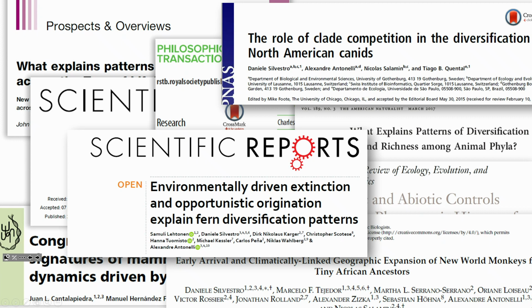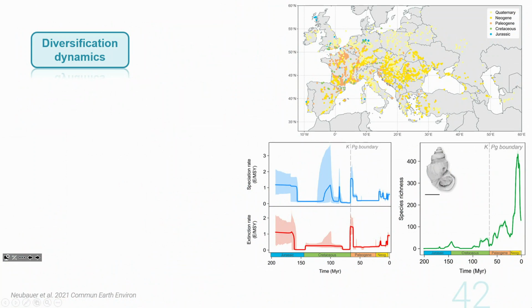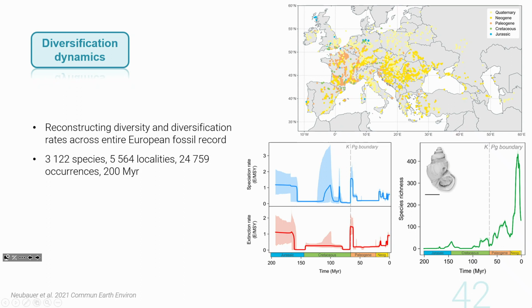Maybe what can we find out from the perspective of freshwater gastropods? So we had a look at diversification dynamics of freshwater gastropods, basically using here the entire fossil record of Europe over 200 million years. So that now we have a bit more species, a bit more than 3,000 species, 5,500 localities, 25,000 occurrences. So a rather decent data set to assess this issue of diversification.